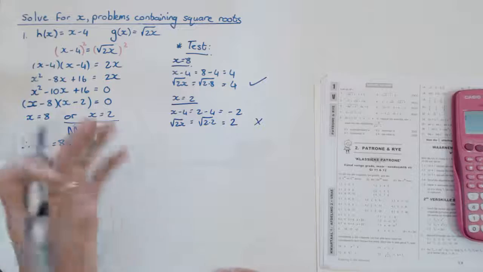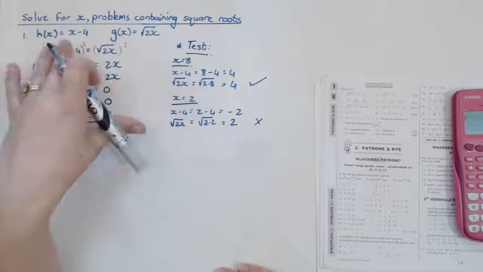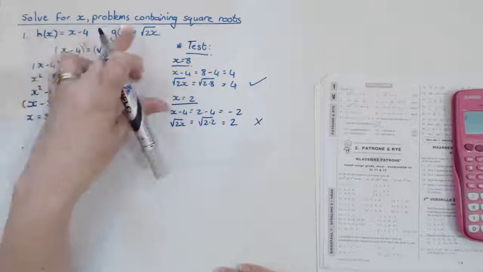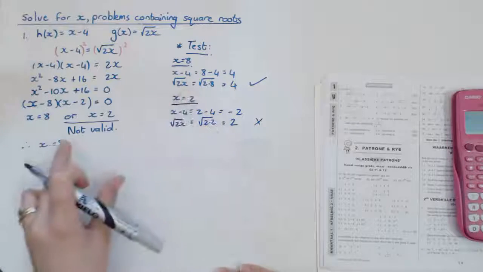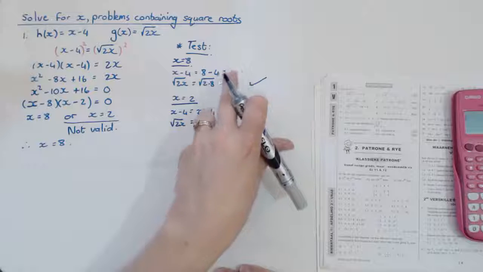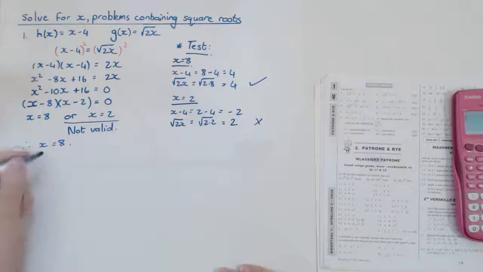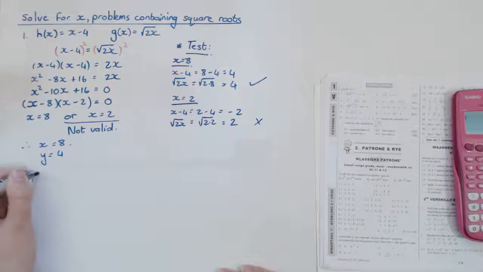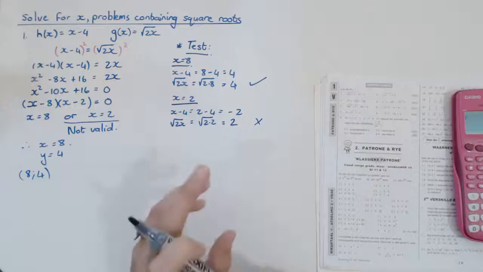Since in this particular question I actually wanted the coordinate pair of the intersection between these two graphs, I substituted 8 in there and calculated y is 4. They wanted the intercept between these graphs, and in a coordinate pair that would be the point 8, 4, which is then an intersection of this graph.